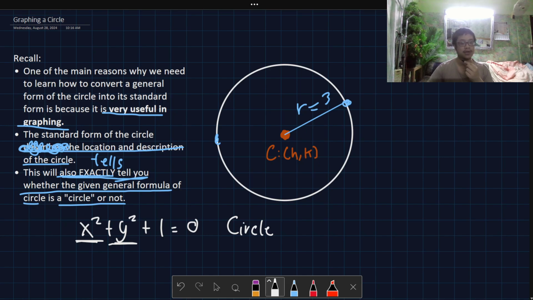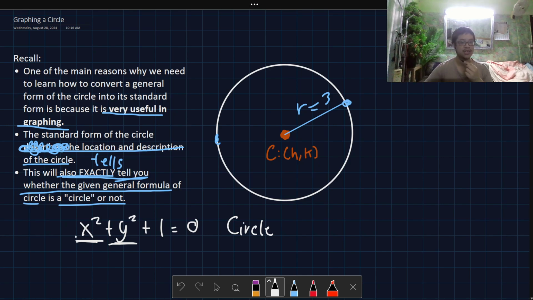It's obvious because, take a look. The coefficient of x squared is 1, which is the same as the coefficient of y squared, which is also 1. So since they're the same, we can generally conclude, or identify, that it's a circle. So if that is a circle, now let's convert it into standard form.